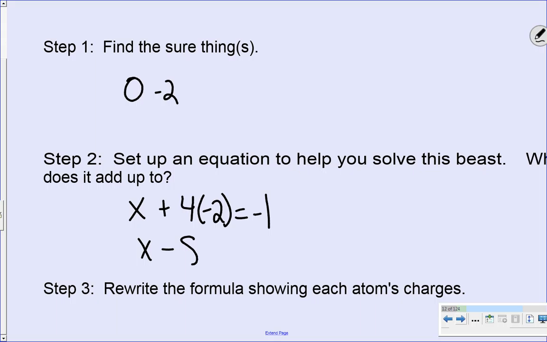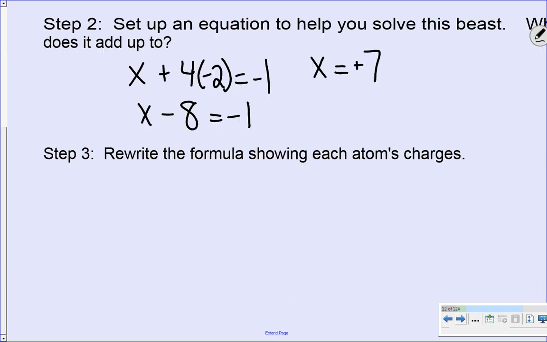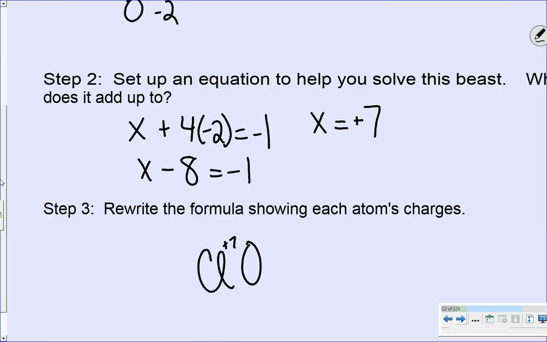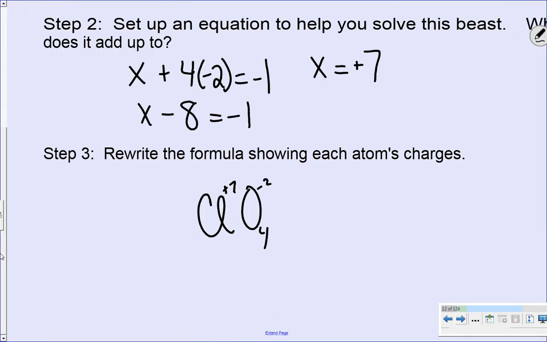So this is X minus 8 equals -1. Very careful with your negatives here. What we're actually doing, remember, is adding 8 to each side. So this is actually going to become X equals positive 7. So in my ion, my chlorine has a charge of +7. My oxygen, 4, still has a charge of -2. And as a whole thing, it's carrying that -1 charge. It's a little awkward to write it this way. Really, we only do this as kind of part of larger problems.